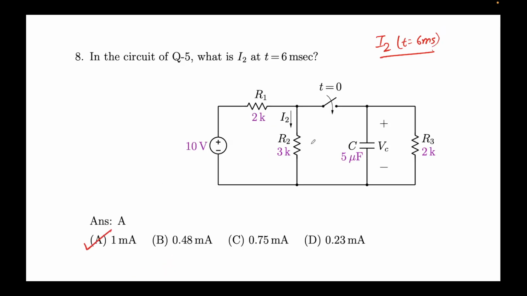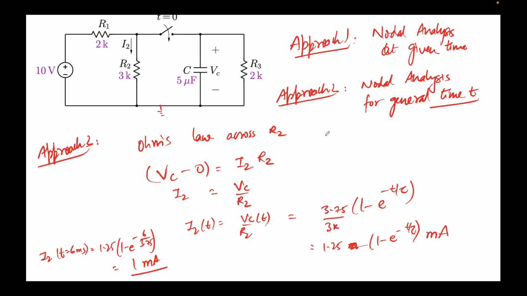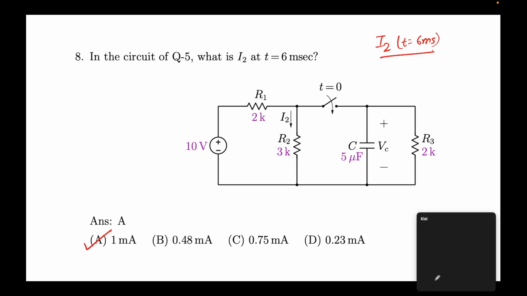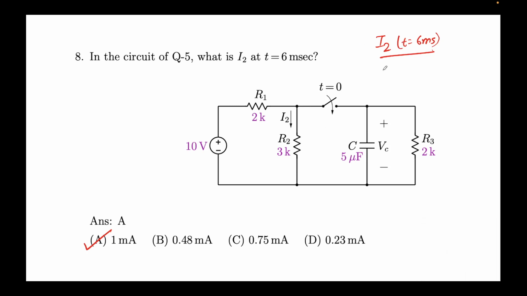So we have completed this problem. I think this is the last question for this set. Here the approach was, in fact, all the 4 questions were very similar. Time constant, Vc at t equal to infinity, and then Vc at t equal to 0. We derive the expression for Vc, and after getting it, we can also get other terms, like in this case I2.